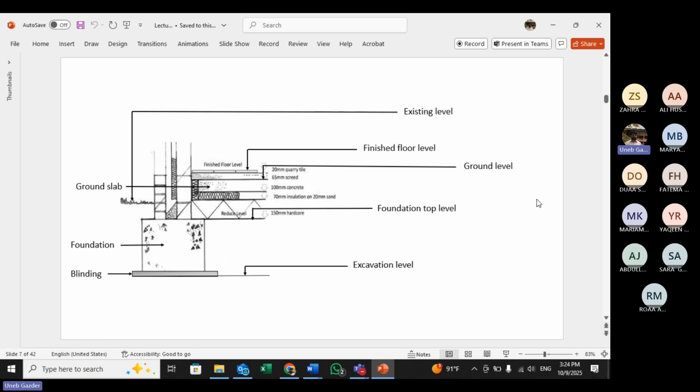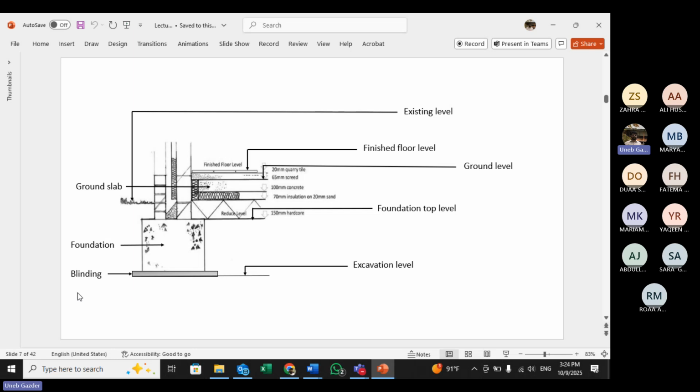Okay, so this is the drawing which will explain a lot, so pay attention, and we will be playing around this one. This is our main sample for the template. So this is your excavation level, the last one. Over the excavation level, you have something which is called blinding. Blinding is a type of weak concrete.